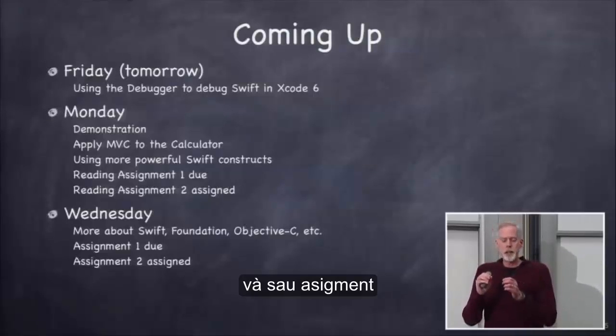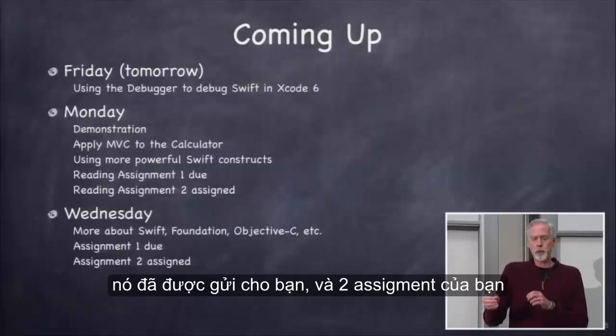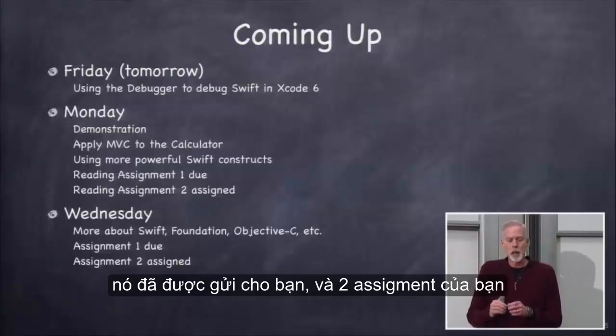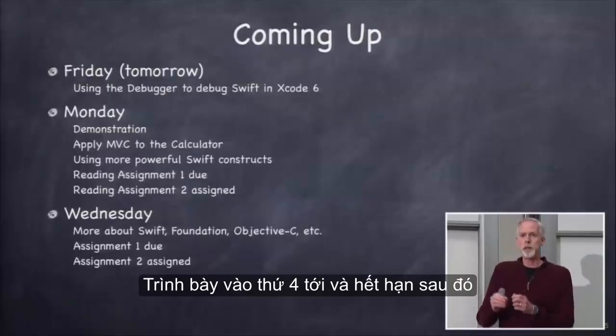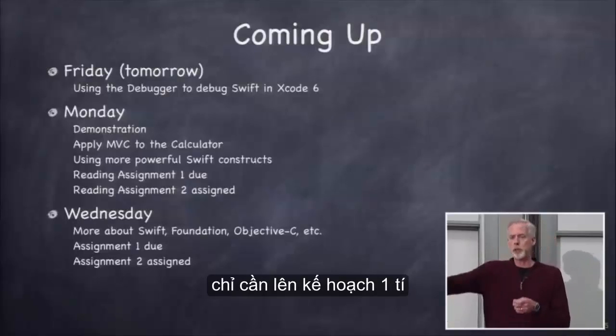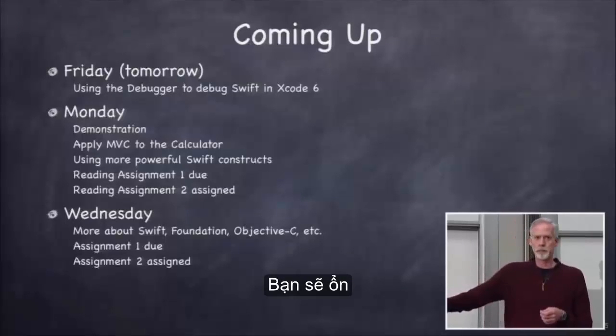And then your assignment 1 is going to be due a week from today. It's been posted for you. And your assignment 2 is going to go out next Wednesday and be due the Wednesday after that, just for a little bit of advanced planning for all of you. Okay? Any other questions?